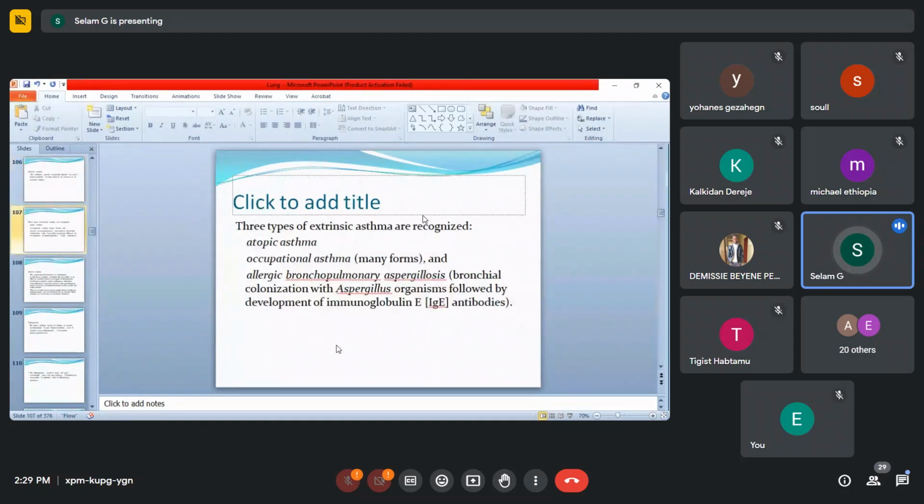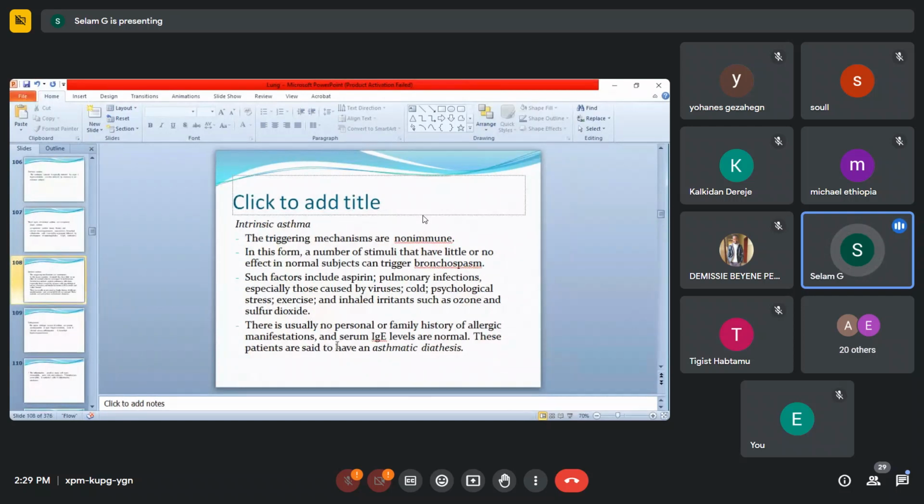Three types of extrinsic asthma are recognized: atopic asthma, occupational asthma, and allergic bronchopulmonary aspergillosis. The third one is a bronchial colonization with the fungus called Aspergillus, followed by development of immunoglobulin E antibodies for this particular species. The other is intrinsic asthma.